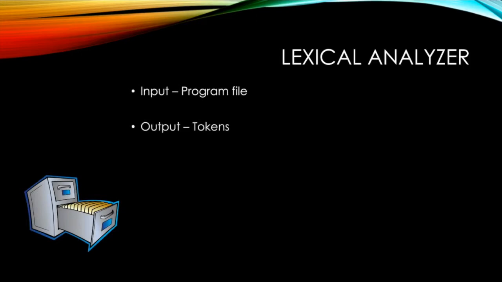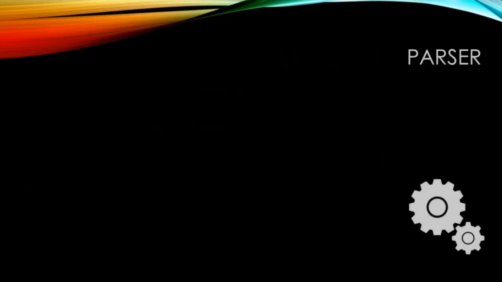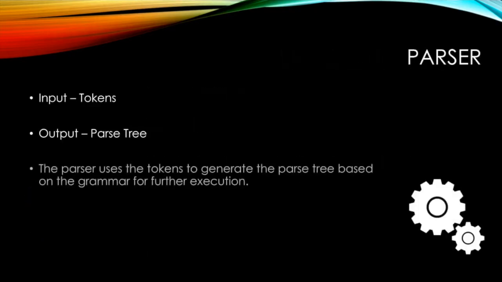So in the lexical analyzer, we are providing input as program files, and what the lexical analyzer does is that it breaks down the program into a list of tokens. This list of tokens will be sent to the parser. So in the parser, when we get this list of tokens, it generates a parse tree based on the grammar. What the parsing step needs to do is check for the flow of execution.